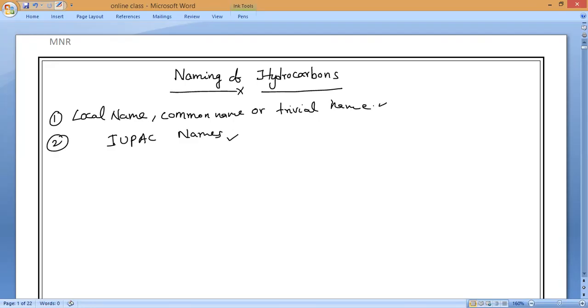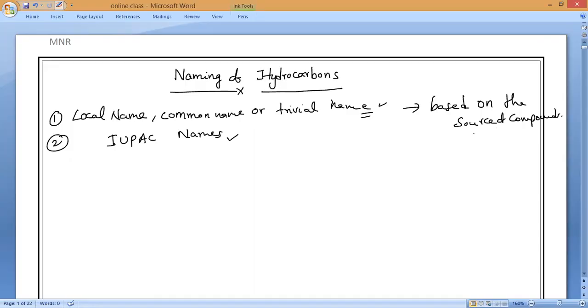Now let us see the common names. What do you mean by common names? These are the names which we use generally, based on the sources of the compounds. Do you understand? They are called local name, common name, or trivial name.